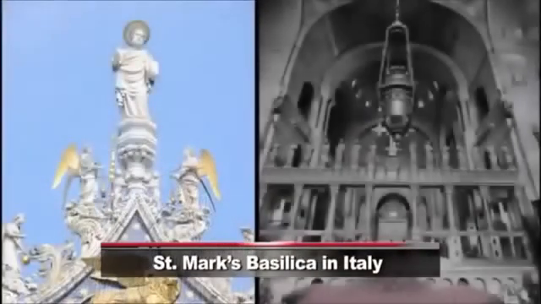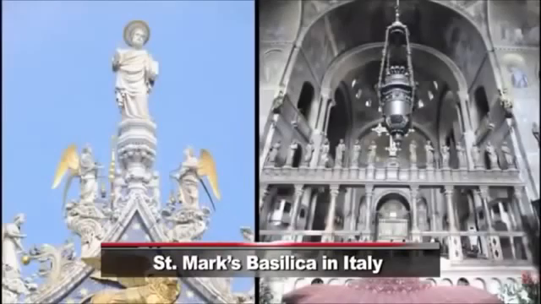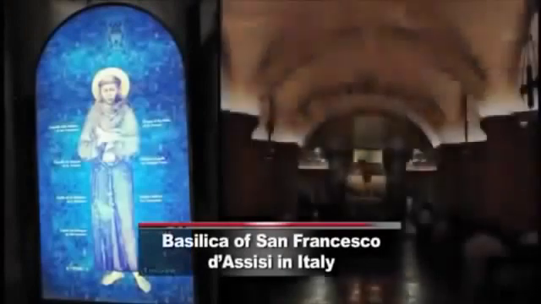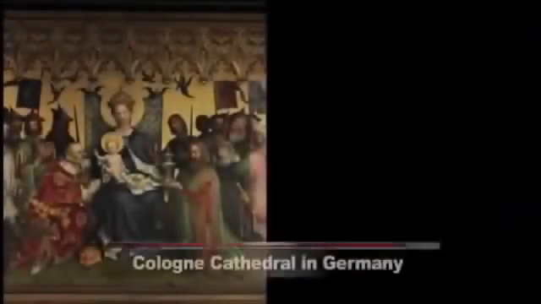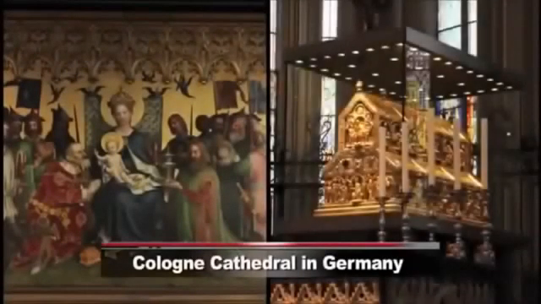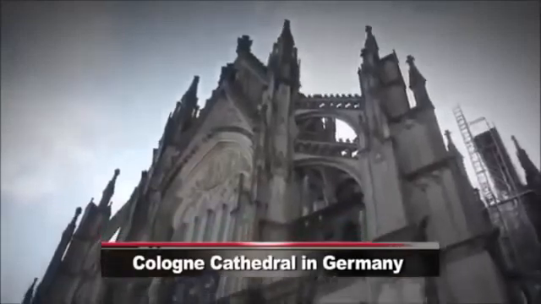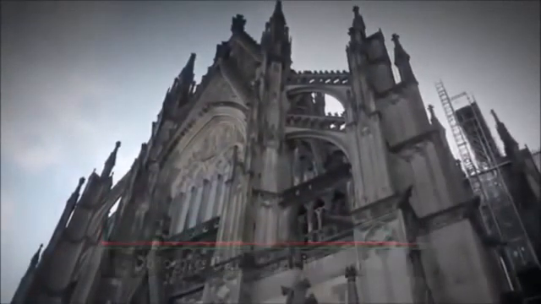St. Mark's Basilica in Italy is said to have the remains of Mark. Basilica of San Francesco in Italy has the remains of Saint Francesco. And it is believed that the skulls of the wise men who visited baby Jesus are kept in the Cologne Cathedral in Germany. People kiss the displayed relics and the coffins that contain the remains and pray for God's blessings before them.